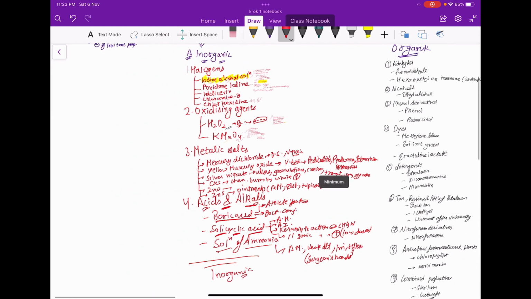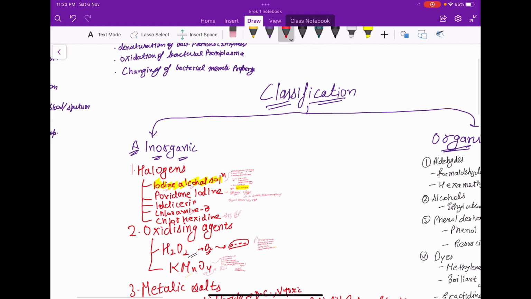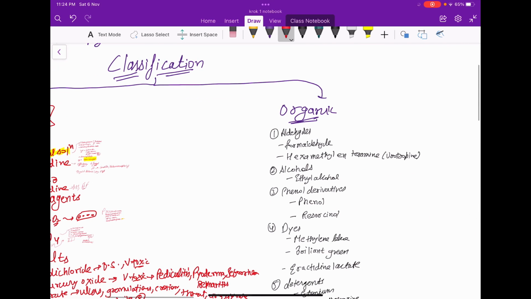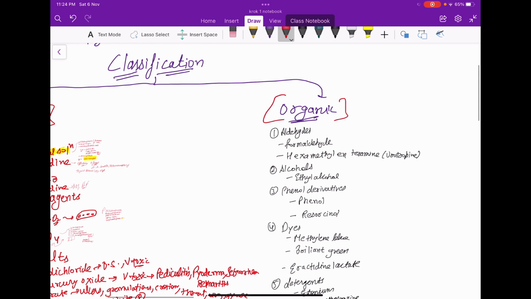Okay guys, so now we covered our whole part of the inorganic astringents. Thereafter, let's move towards the organic ones. The first and foremost here is the aldehyde, right? About the aldehyde, we think about formaldehyde. So what is formaldehyde, guys? It acts on the spores of bacteria and fungi.